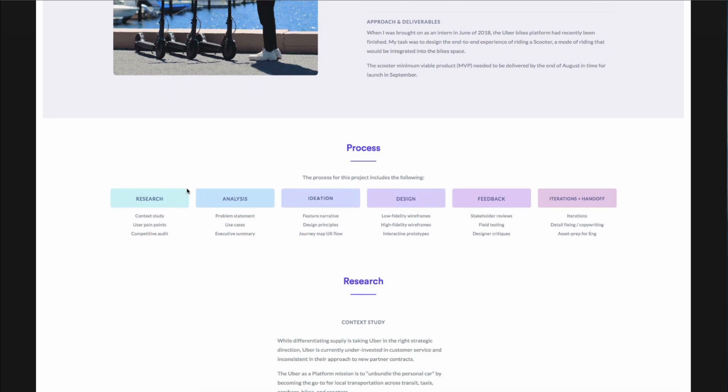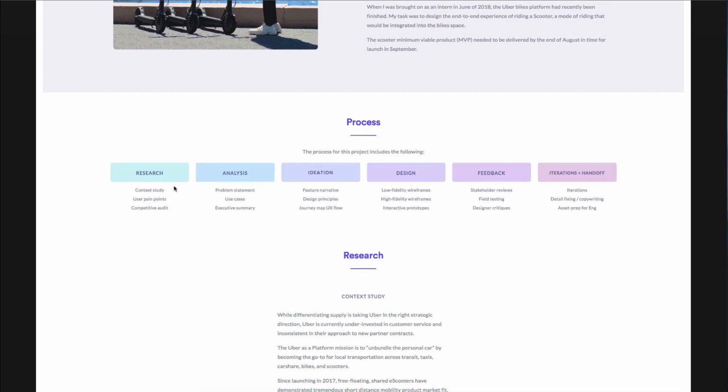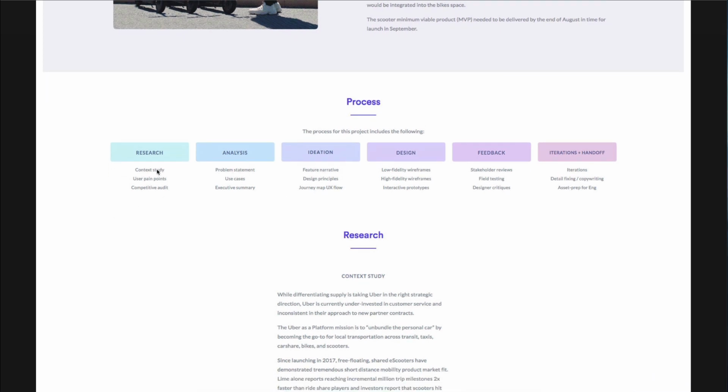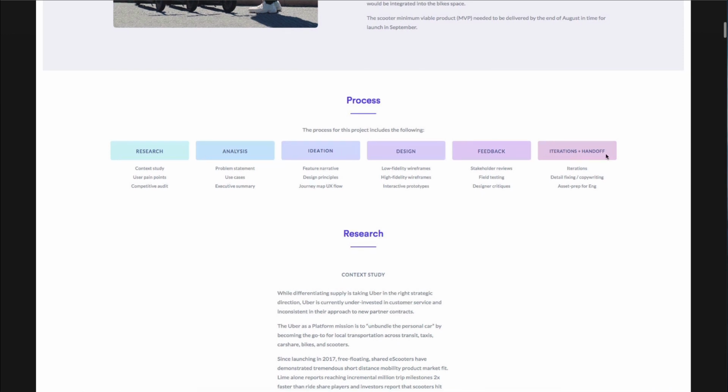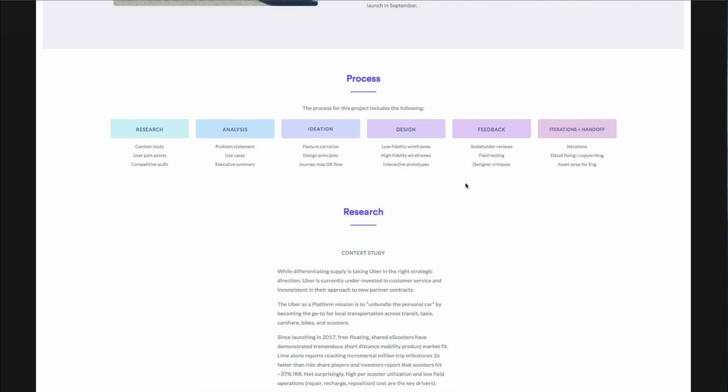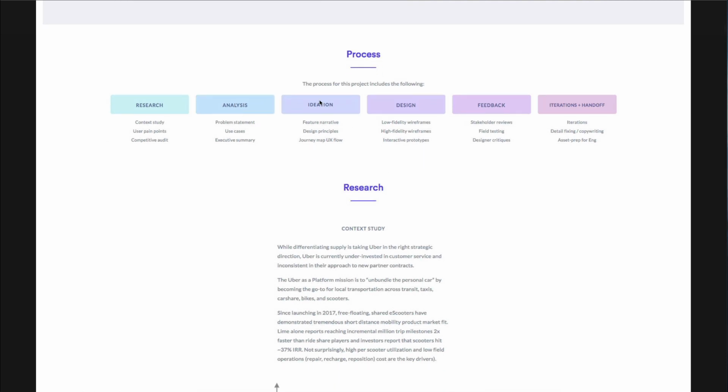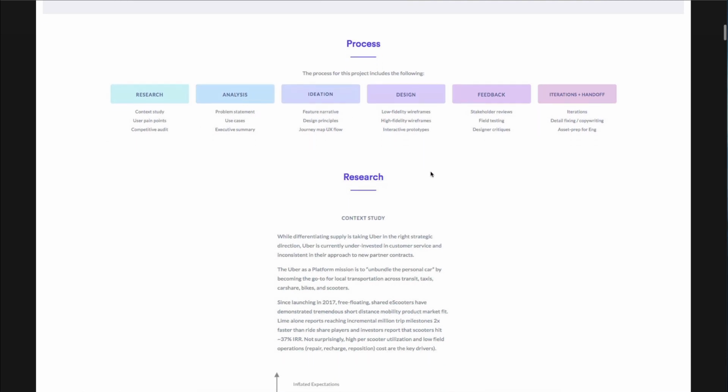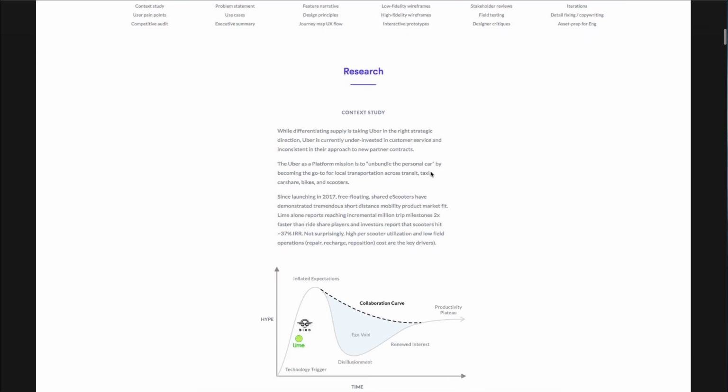So as you can see, we have an idea of the process right away. This is really good. I really like the way it's structured. So there's a research phase at the beginning, there's analysis, then ideation, design, feedback, and iterations. So this is actually pretty standard as a high-level process, and this is looking good.